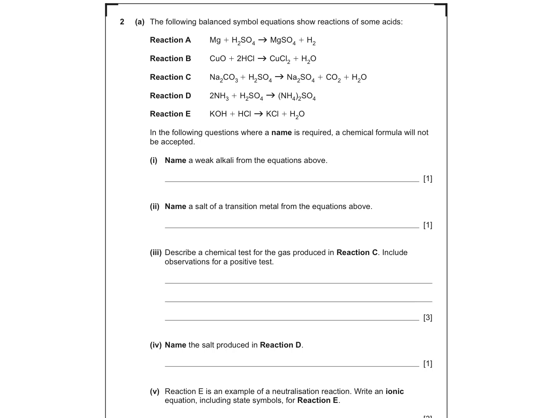Okay, question 2, part A. Name, not the symbol, not the formula, has to be the name. A weak alkali. Well, when you look through these, you'll see in reaction D, NH3, that's ammonia. And ammonia is a weak alkali.